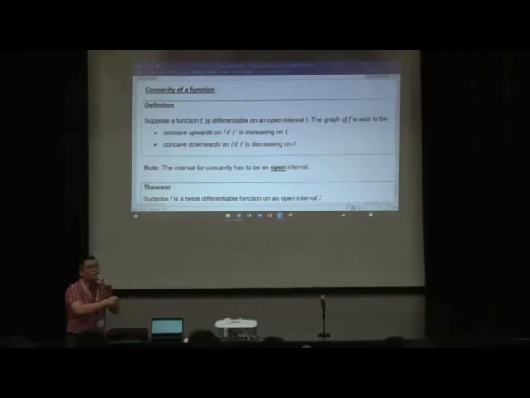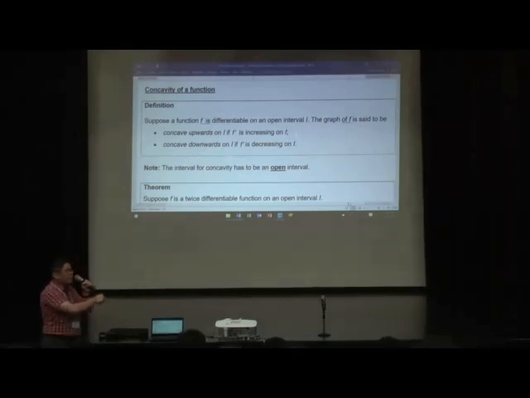This will be very useful for this type of question. Remember, what does it mean by concave upwards and concave downwards? This is the definition. We say that a function f is concave up if the graph of f prime is increasing on the interval I. And if the graph of f prime is decreasing on the interval I, we say that f is concave downwards on the interval I.